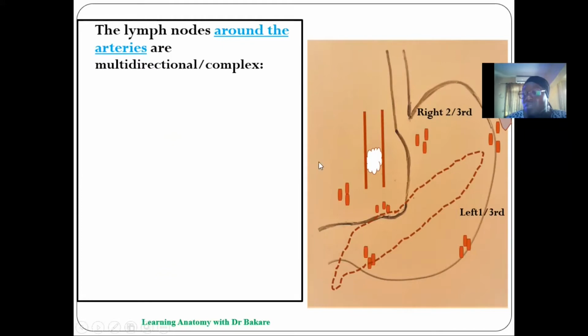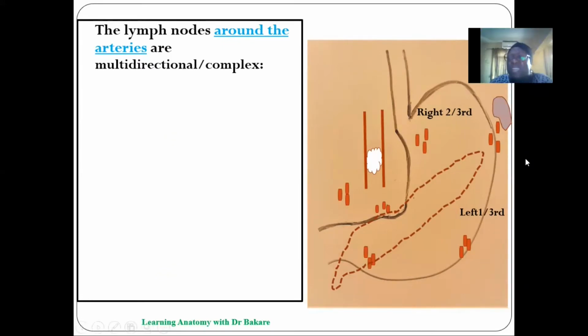The lymph nodes in the stomach region are located around the arteries. So we have the different arteries that are branched off from the celiac trunk that supply different regions of the stomach. So around the different arteries, we have lymph nodes. They are located around the arteries, and these lymph nodes are complex and are also drained in a multidirectional pattern. But before we go into that, let's look at the different lymph nodes that we have around the stomach.